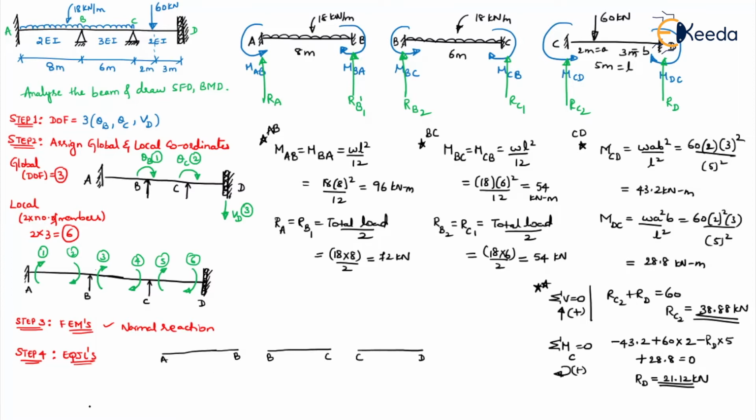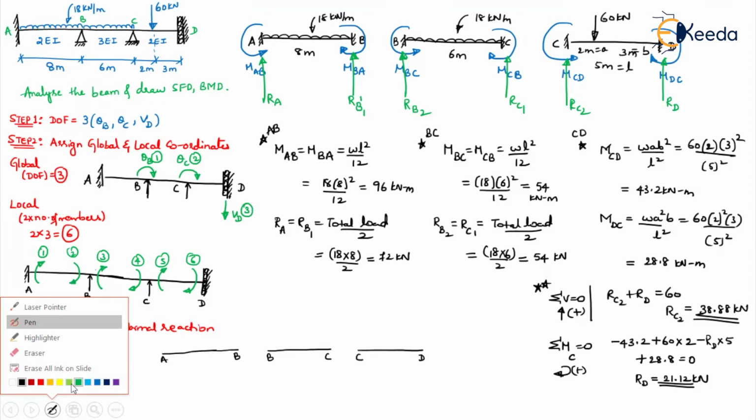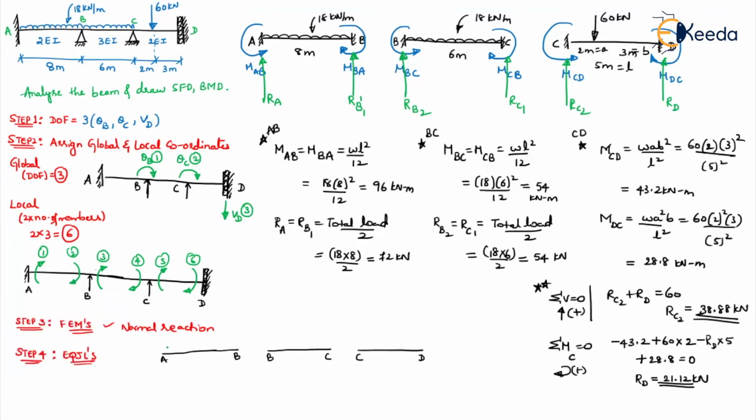So let us change the color so that it will be easy to identify. So, right, now here this will be in this direction, here it will be in this direction, here in this. Basically you have to change the directions of your fixed end moments to get your EQJL. So write all the values.